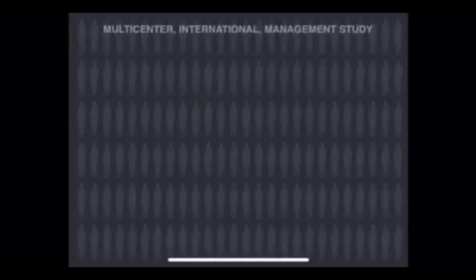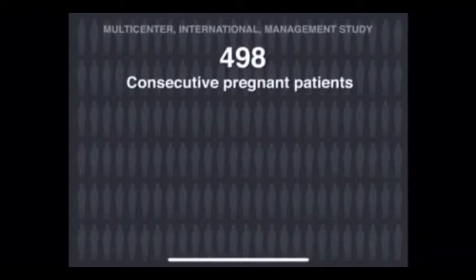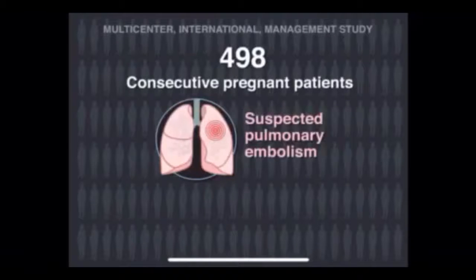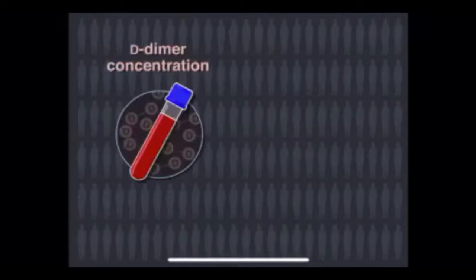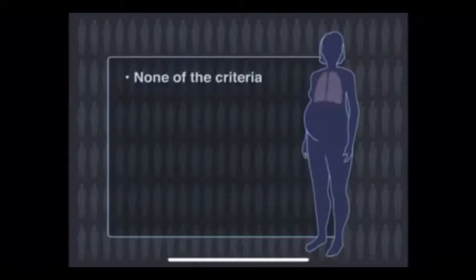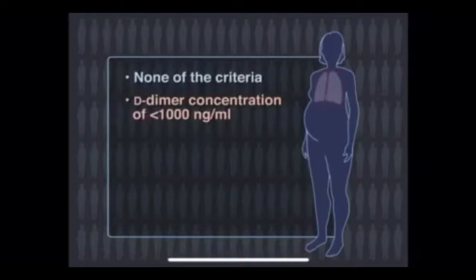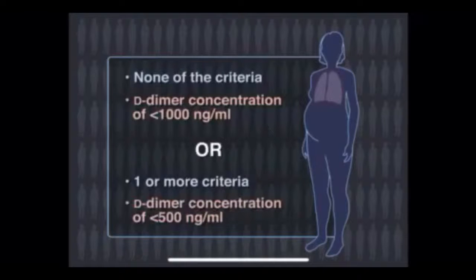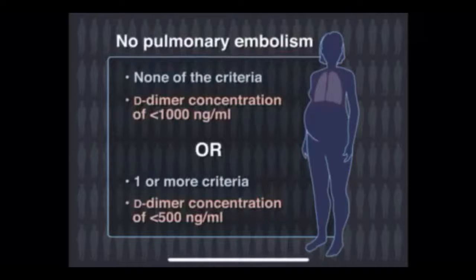In this multi-center international management study, 498 consecutive pregnant patients with suspected pulmonary embolism were assessed for D-dimer concentration and the YEARS criteria. Patients who met none of the criteria and had a D-dimer concentration of less than 1,000 nanograms per milliliter, or with one or more criteria and a D-dimer concentration of less than 500 nanograms per milliliter, were considered not to have pulmonary embolism.